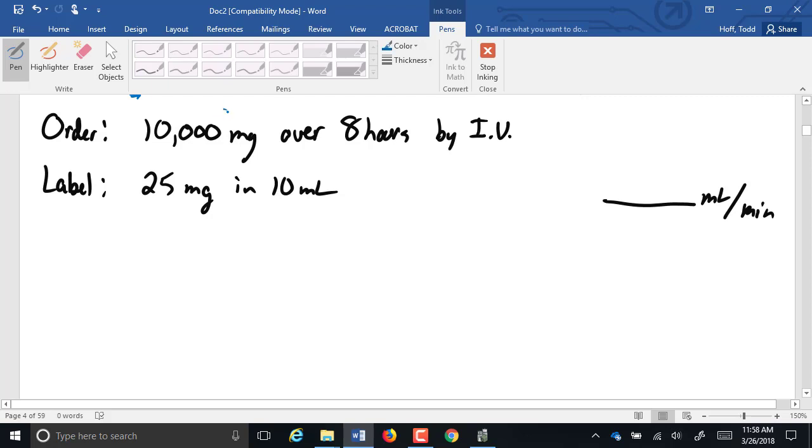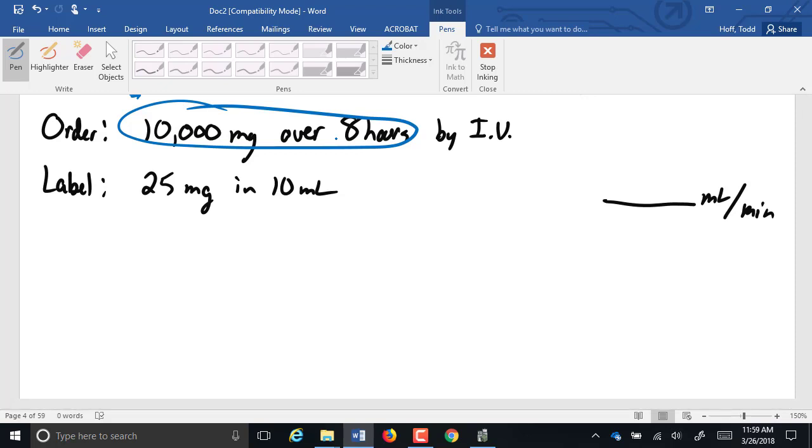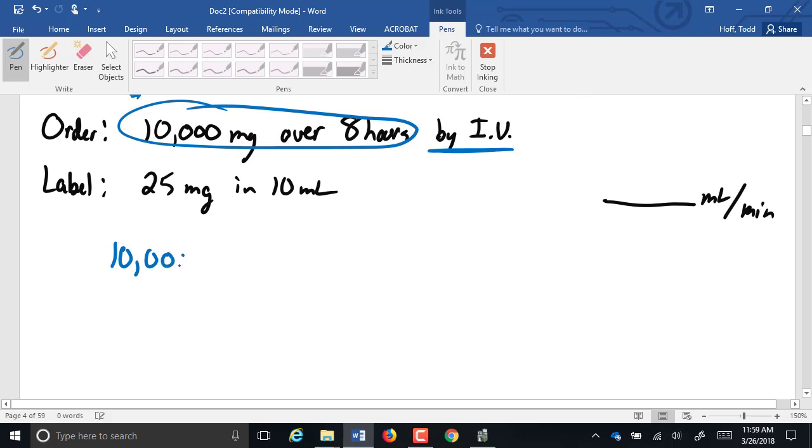So once again, we start with the doctor's orders. Now, a couple of problems ago, we had the time in there, but we didn't include it because it was not over 8 hours. It was every 8 hours or every 6 hours. And that was a medication that was administered once over that period of time. Since this is by IV, that medication is spread out over the 8 hours. So the 8 hours has to be part of our flow rate. Anytime it's a flow rate, we have to include the time. So we're starting out with our orders of 10,000 milligrams over 8 hours.